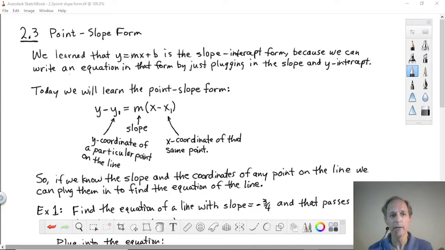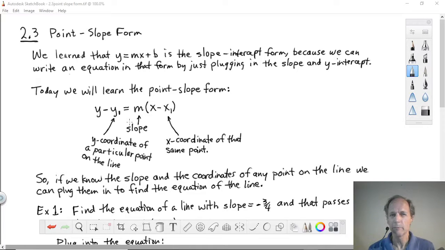Going back, we learned that y equals mx plus b is the slope-intercept form because we can write an equation in that form by just plugging in the slope and y-intercept. Okay, so today we will learn the point-slope form, and here it is. In this form, what you plug in is the y-coordinate of a particular point on the line, and also the x-coordinate of that same point, and the slope. You plug in those three numbers, and you have the equation for that line in the point-slope form.